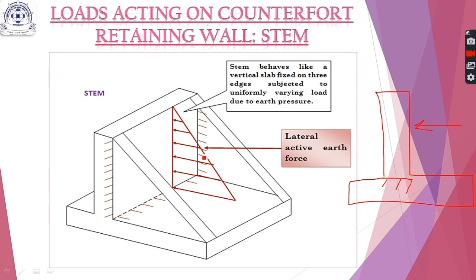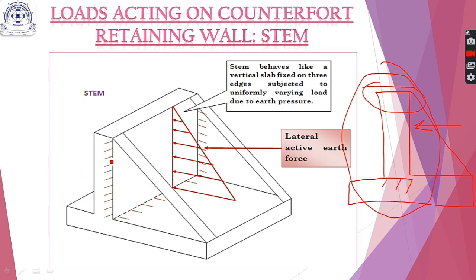But now I am changing it to a counterfort. When we provide a triangular element here on the stem, this side is no longer free to move. Therefore this cannot behave like a cantilever, because in a cantilever one end is fixed and one end is free. Therefore the behavior of the stem cannot be like the cantilever as in the previous case.